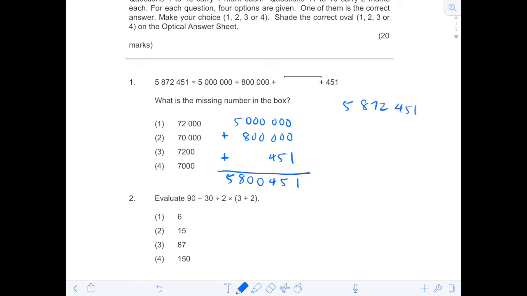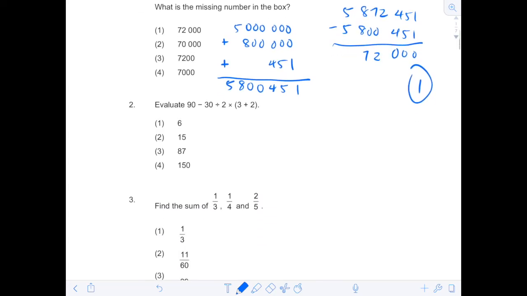5872451 minus what's the number below? 5800451. Okay, so this will cancel out to become 0. You get 2, 7. The 8's cancel out to become 0, and then you get 0 for 5. So usually we won't put this over here. Okay, so the answer should be 72,000.